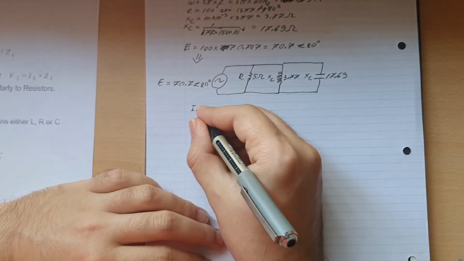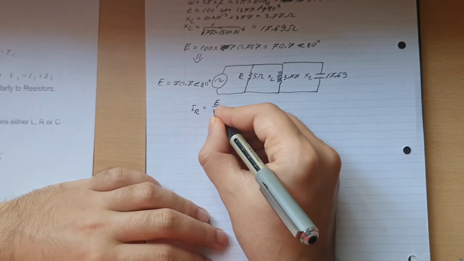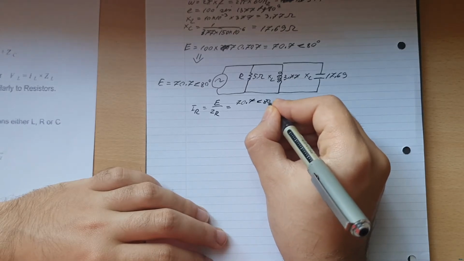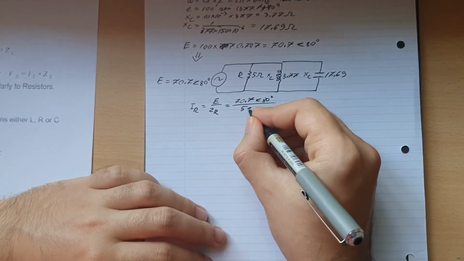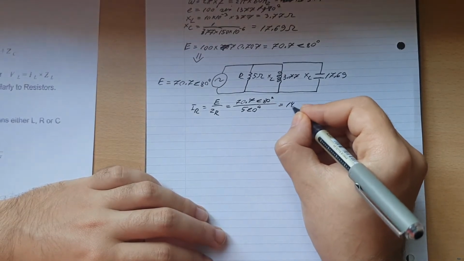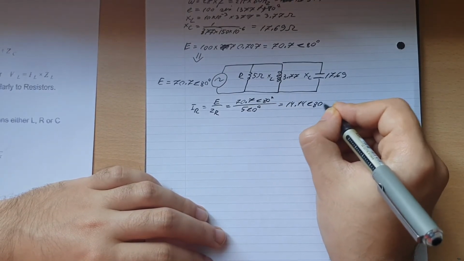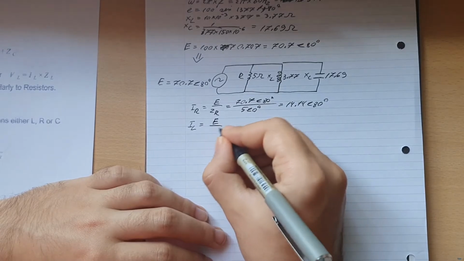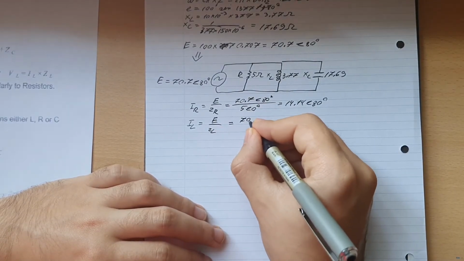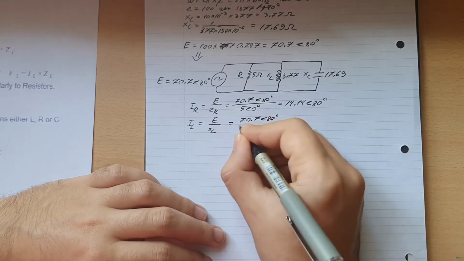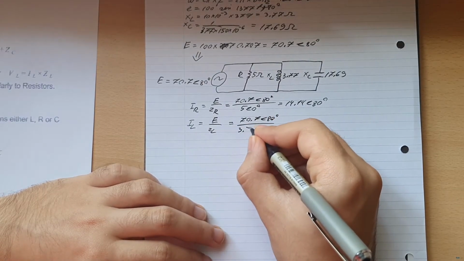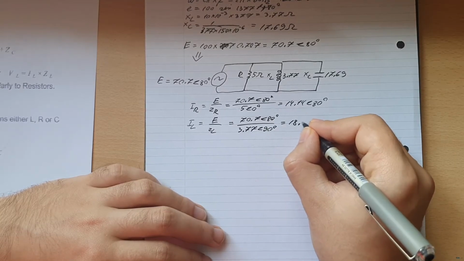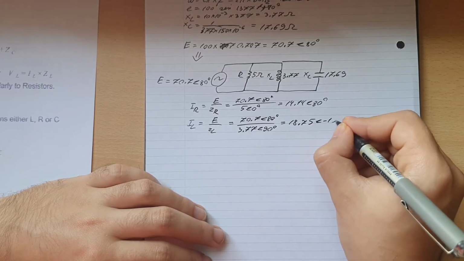So then IR will be equal to E over ZR. That one will be equal to 70.7 at the angle of 80 degrees divided by 5 at an angle of 0 degrees. That one will be equal to 14.14 at an angle of 80 degrees. IL would be equal to E over ZL, that will be equal to 70.7 at an angle of 80 degrees over 3.77 at an angle of 90 degrees. And that one will be equal to 18.75 at an angle of minus 10 degrees.